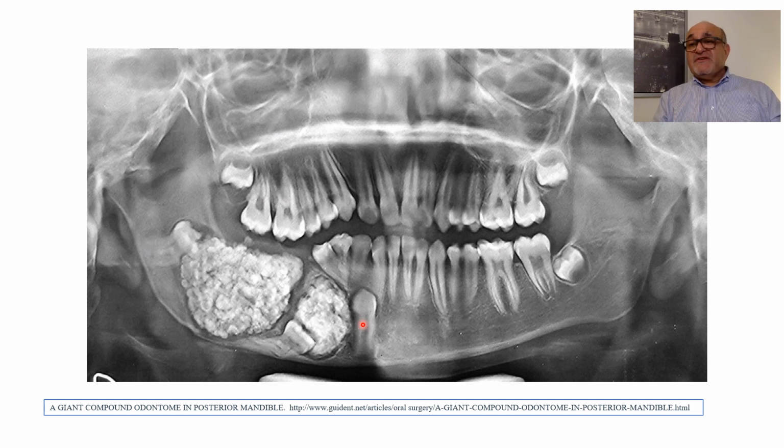The 10 lesions are the dentigerous cyst, calcifying odontogenic cyst, unicystic ameloblastoma, multicystic ameloblastoma, ameloblastic fibroma, adenomatoid odontogenic tumor, keratocystic odontogenic tumor, calcifying epithelial odontogenic tumor, ameloblastic fibro-odontoma, and lastly the odontoma.